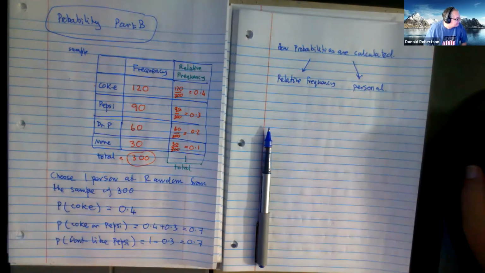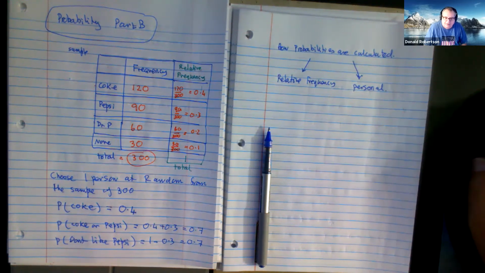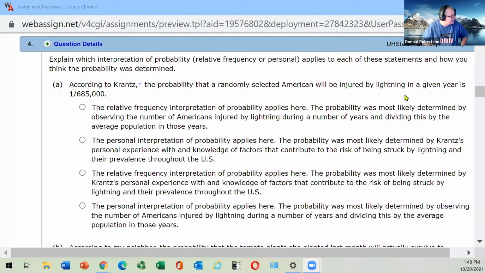Now, let's see if I can find an example of that now. Right, so I'm going to nip over to the homework. And we'll have a look at a lot of reading today. Now, here is a story, and we have to decide, is it relative frequency or is it personal? And not only that, if we decide it's one or the other, we have to justify it by which reason you chose. So here's the first one.